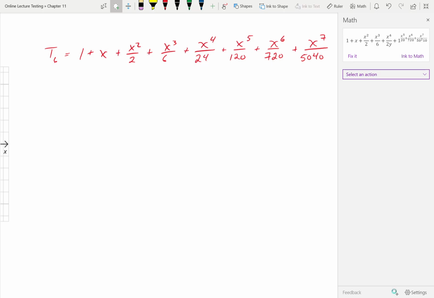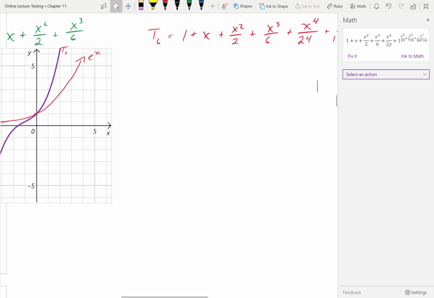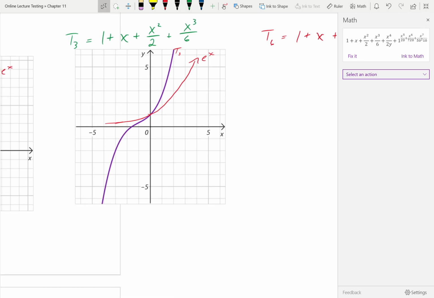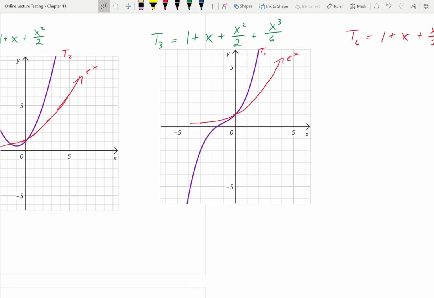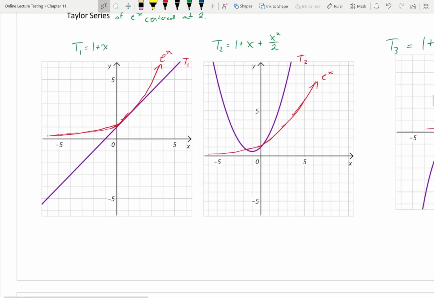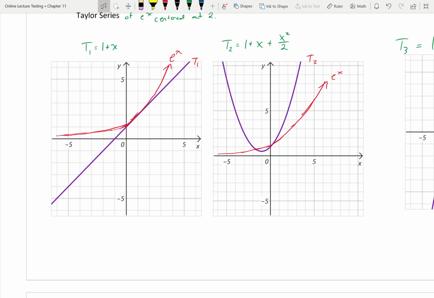Well, eventually what you would start seeing is that these two functions would become closer and closer in their respective shape, as you will. And so as we increase the number of terms, this shape is going to be closer and closer to e to the x. So we're using these guys as approximation tools then.